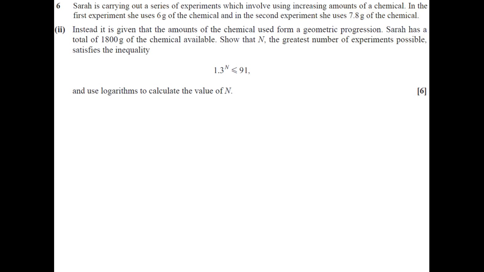Instead, it is given that the amounts of chemical used form a geometric progression. Sarah has a total of 1,800 grams of the chemical available. Show that n, the greatest number of experiments possible, satisfies this inequality. This is what you're aiming for. Okay, that's your target. That is your answer. You cannot use it, I'm afraid. You have to get to that. Okay?